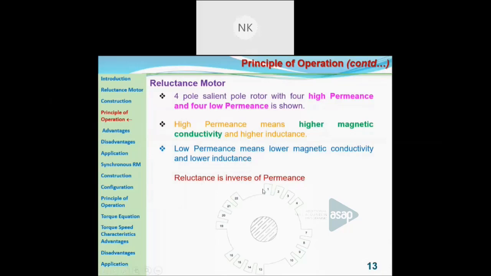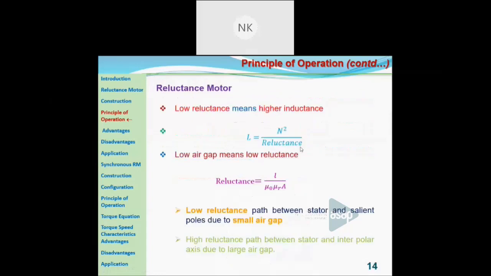So high permeance means higher magnetic conductivity and higher inductance. Low permeance means lower magnetic conductivity and lower inductance. Since L is equal to N squared by reluctance, where N squared is the number of turns, and the reluctance is equal to the length of the air gap divided by the absolute permeability mu 0, the relative permeability mu r, and the area.